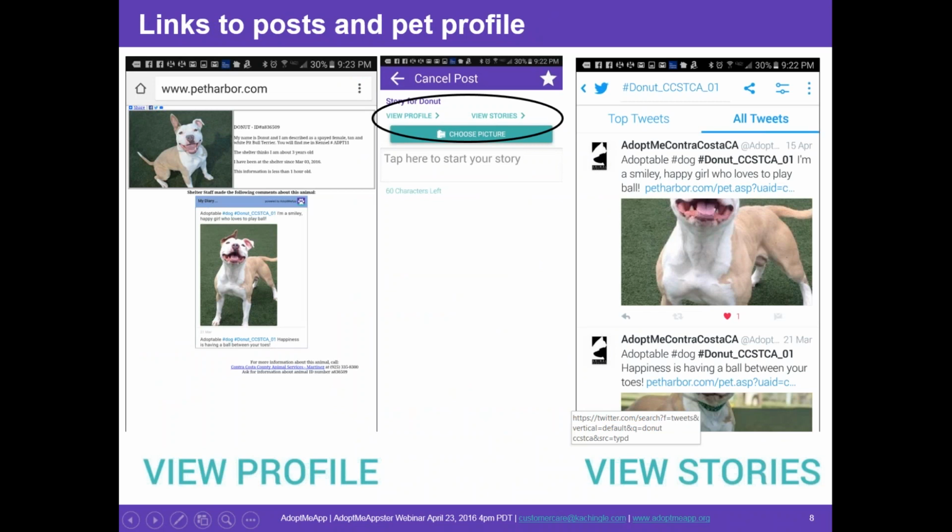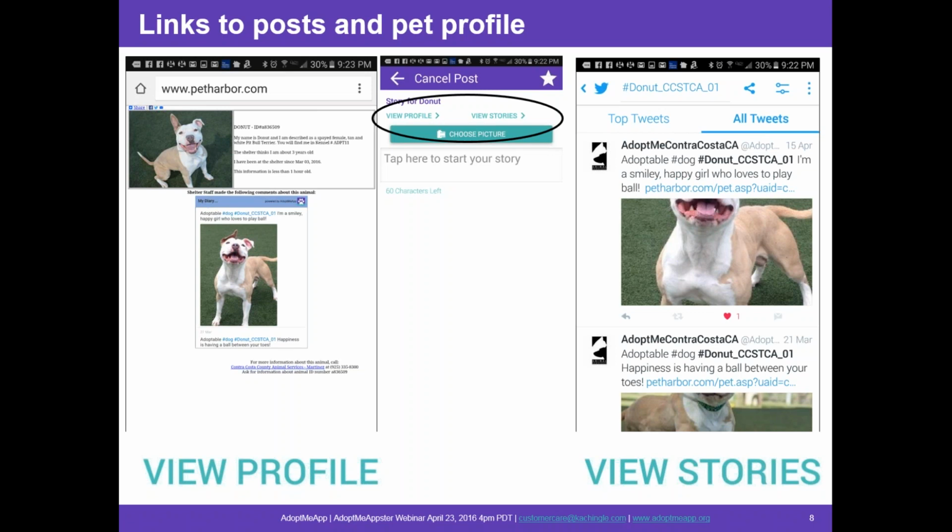Okay, Rob's now going to talk about something: not everyone knows how to use the app, but there are a couple of features that are not so obvious that are very handy, and Rob will talk about that. Yeah, so first off, when you go into the compose screen, there are two buttons there that are kind of small. One says view profile and the other says view stories, and the view profile one takes you to the pet's page at the shelter, and the other one takes you to the hashtag on Twitter.